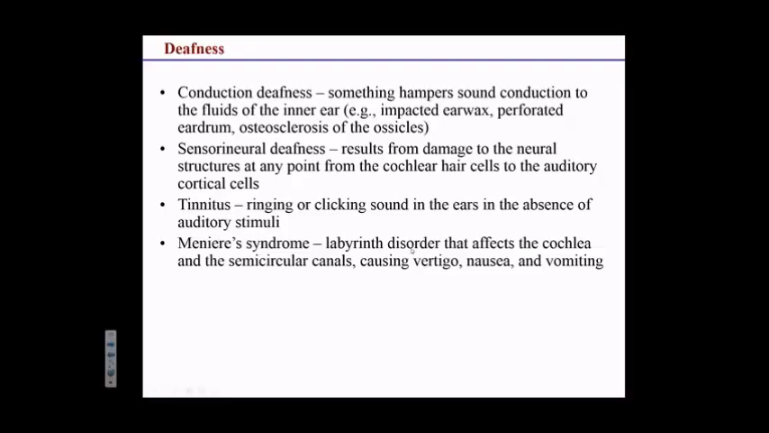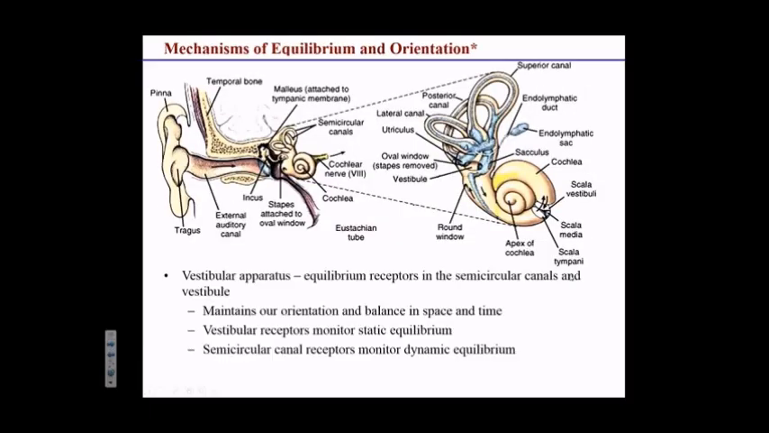Meniere syndrome and related disorders affect the cochlea and the semicircular canals, causing vertigo, nausea, and vomiting. Okay, so those are the anomalies.